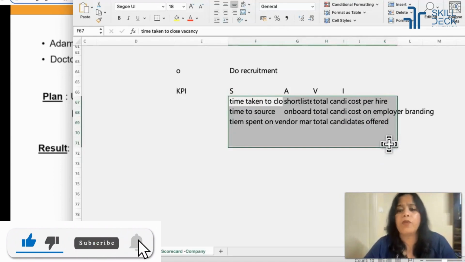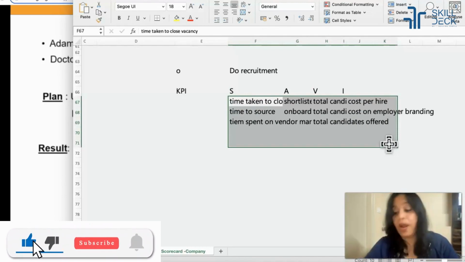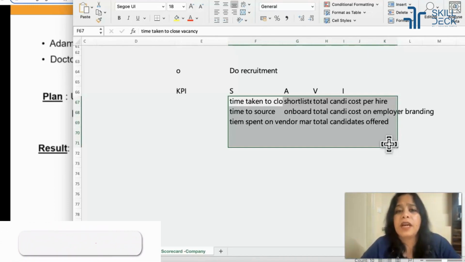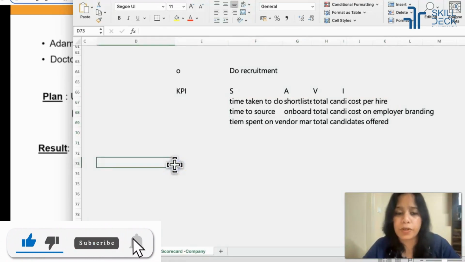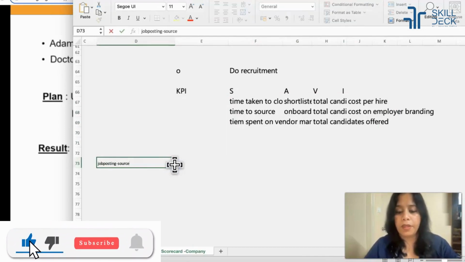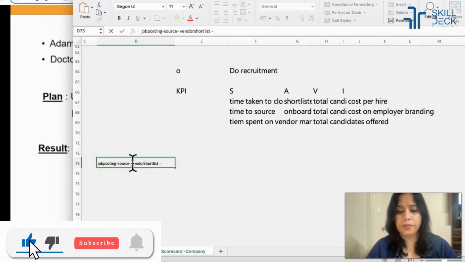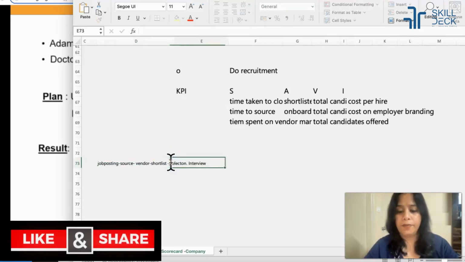So now all these things come to my mind, but we are not able to figure out what is lead and what is lag. To make it clearer, whenever you have to select the KPIs, make a mock-up, or you could say a roadmap: what is the entire process of recruitment? What's the process of recruitment? You do the job posting or you source, then you shortlist, or the third step, you have a vendor, then shortlist, then selection interview, and then onboarding.